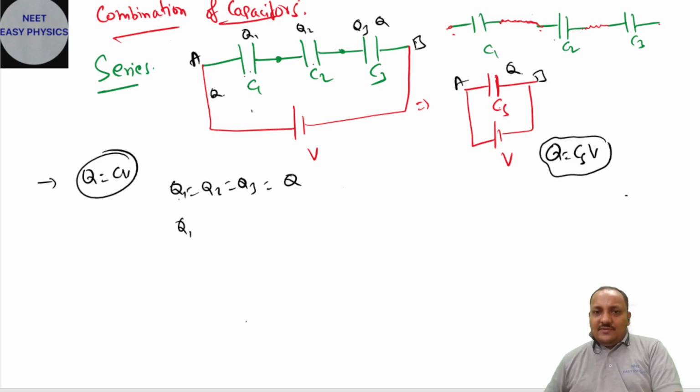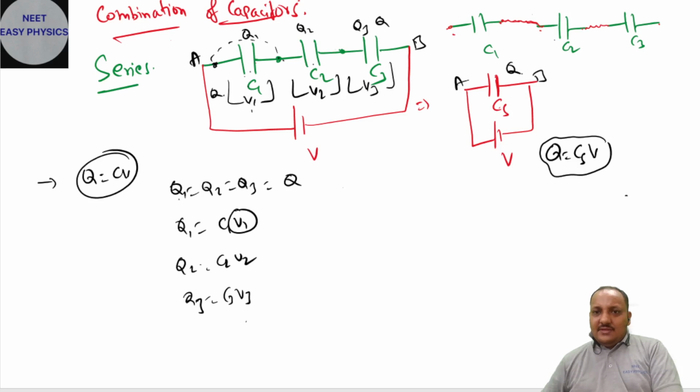Therefore, in place of Q1, what will we write? C1V1. The amount of work done to bring charge from here to here is V1. Q2 is equal to C2V2. Q3 is equal to C3V3. So this is V1, this is V2, this is V3. Therefore, V is equal to V1 plus V2 plus V3.